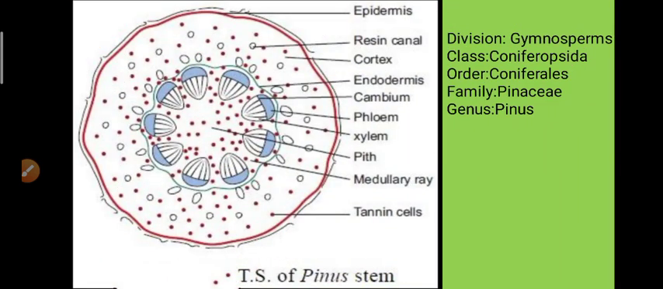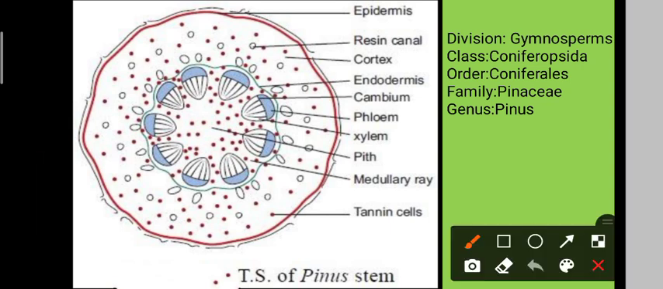This Pinus belongs to division Gymnosperms, class Coniferopsida, order Coniferales, family Pinaceae, genus Pinus. Here I am going to talk about primary and secondary structure of Pinus stem. The young stem of Pinus resembles the dicot stem anatomy.